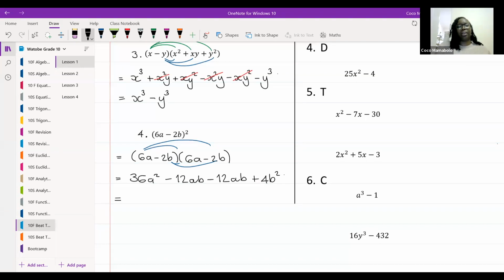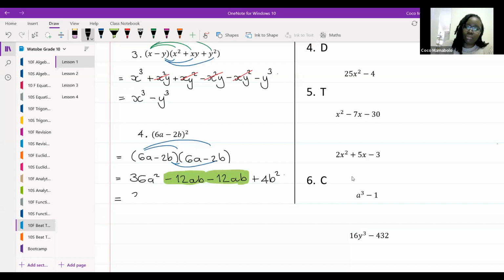Let's clean it up a little bit. What are my like terms? My negative 12ab's, yes? So they cancel each other. No, they don't. They're both negative. Oh, they can't cancel, they're both negative. So we're going to add them. Good. They give us negative 24ab. Good. So I need a whole sentence. What can I write?